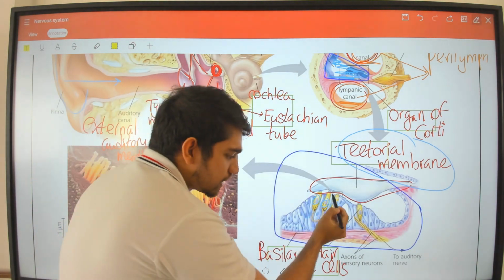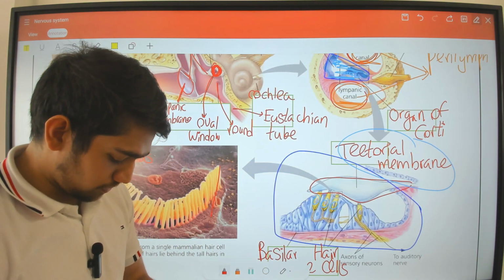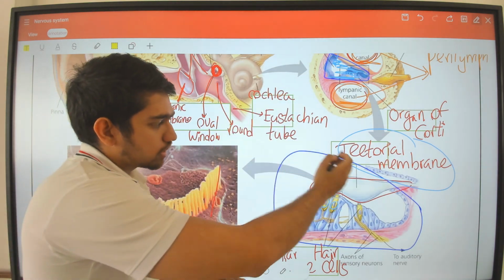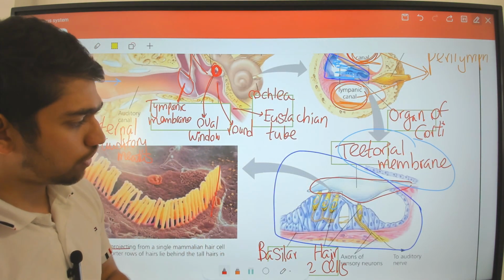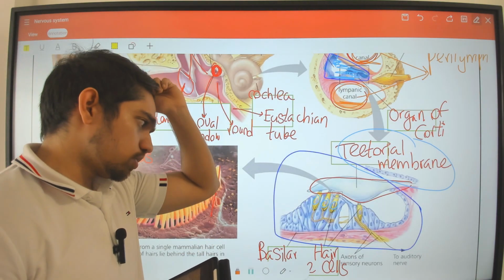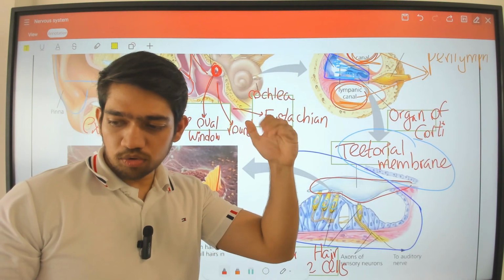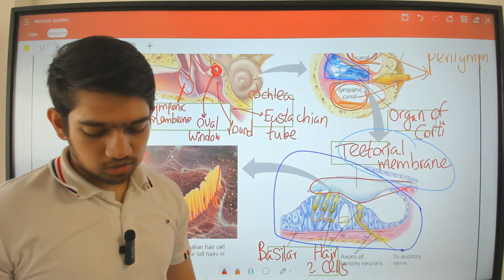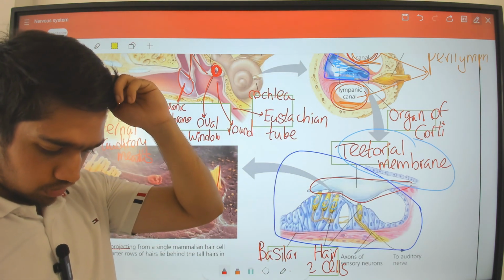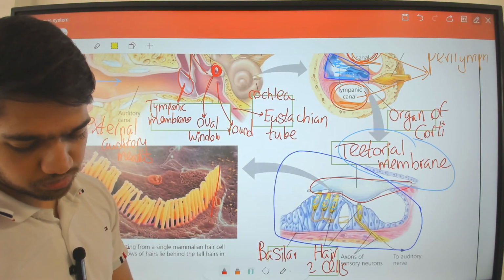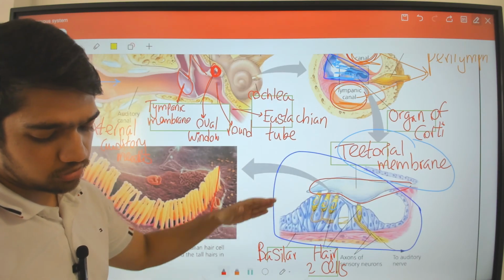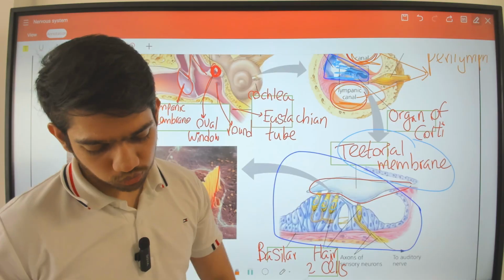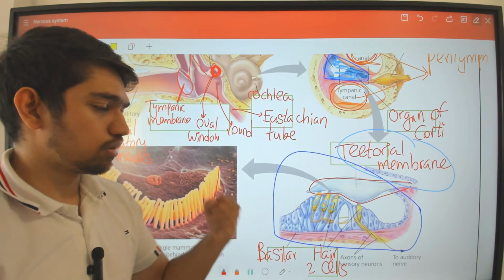This causes bending of the hairs against the tectorial membrane. So this tectorial membrane is like a roof. Okay? It's like a roof hanging over the organ of Corti. So the hairs are going to be bending against this tectorial membrane. This results in stimulation of auditory receptors in the auditory hair cells, which leads to the generation of nerve impulses. These nerve impulses are passed through the auditory nerve to the auditory area of the brain.